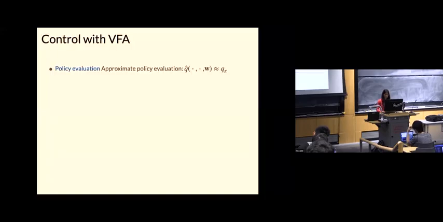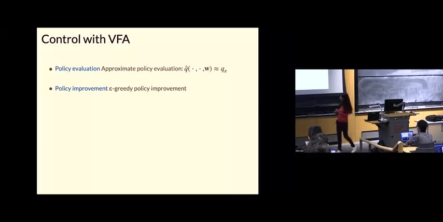Now for control, you're going to do two things, right? Policy iteration, which means what? Policy evaluation, where we're going to approximate Q pi, the state action value function, for the present policy, and then policy improvement, which is what? Epsilon greedification with respect to the estimated Q. That's it. All right. If you remember, this was policy iteration.